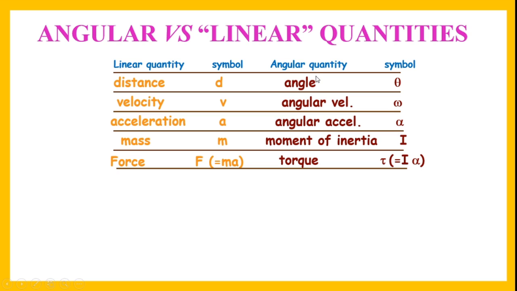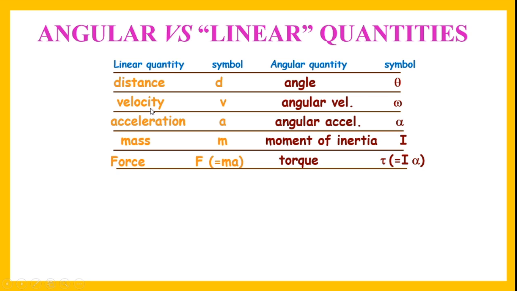What are the angular quantities and what are the symbols which we can represent? Okay, so let us see. Linear quantity is called distance d, which we have seen here in the earlier case of the ants. The symbol is d. If you change that distance, the angular quantity for distance is called angle, and the symbol is theta.